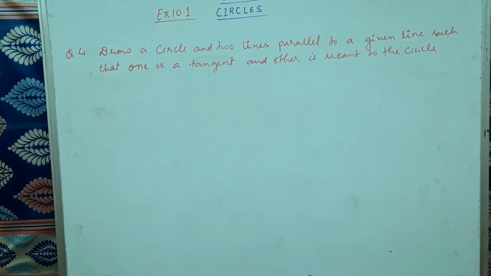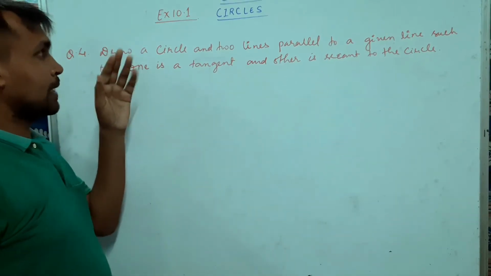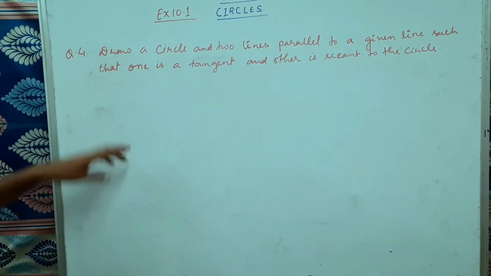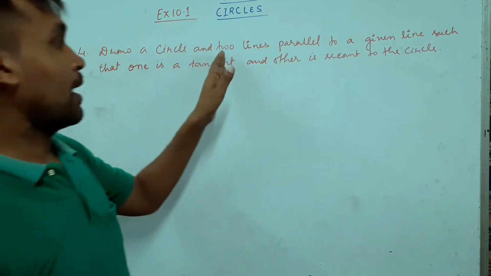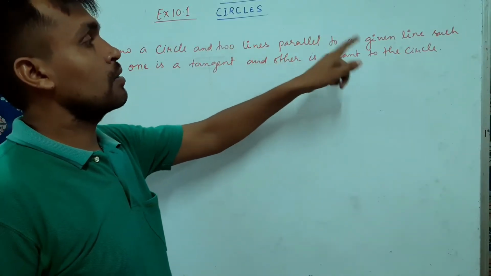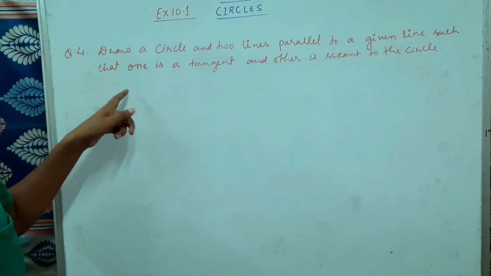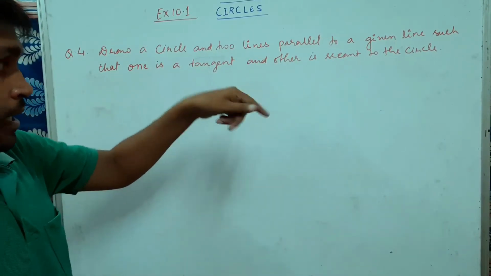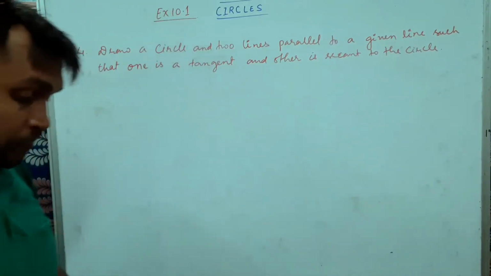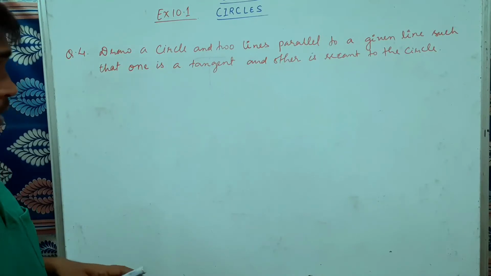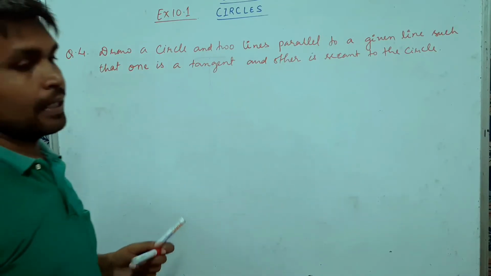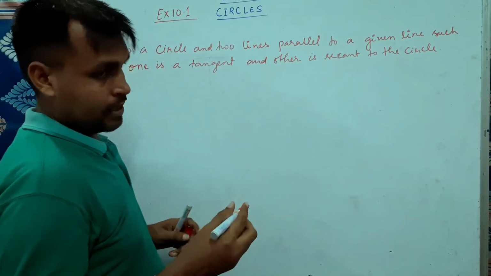Okay, this question says, question number 4, 10.1, NCERT. Draw a circle and 2 lines parallel to a given line such that one is tangent and the other is secant to the circle. Okay, so they have given a circle and a line, which is a non-intersecting line.